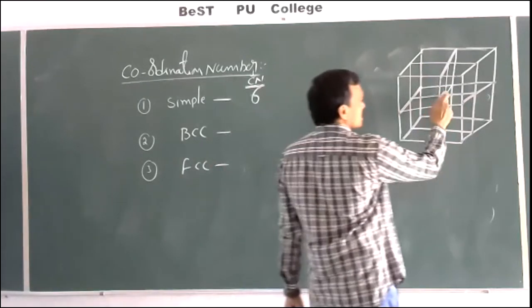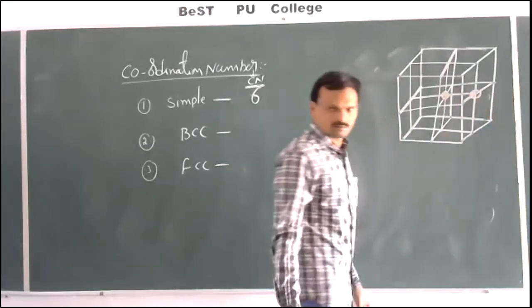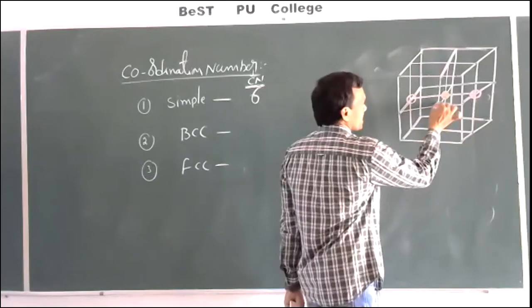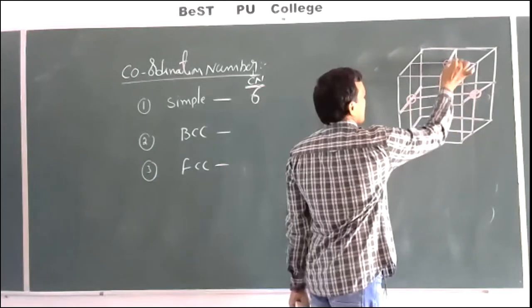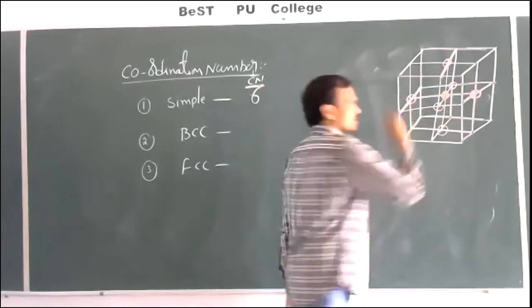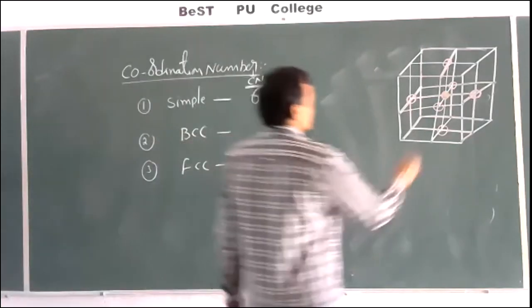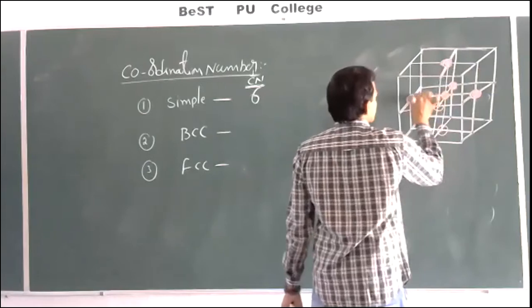Now, this is in contact with one particle at the right hand side, one particle at the left hand side, one particle in the front side, one particle in the back side, one particle at the top, and one particle at the bottom. Right? So now this particle is in contact with how many particles? 6 particles.